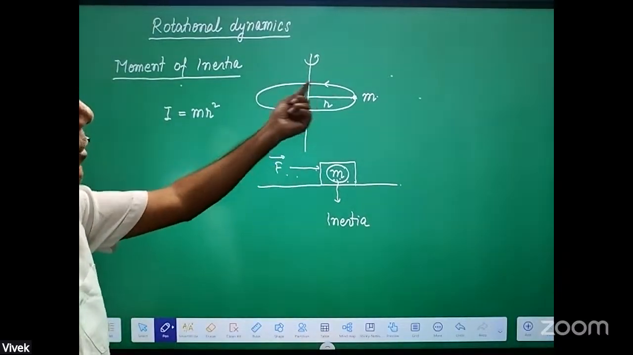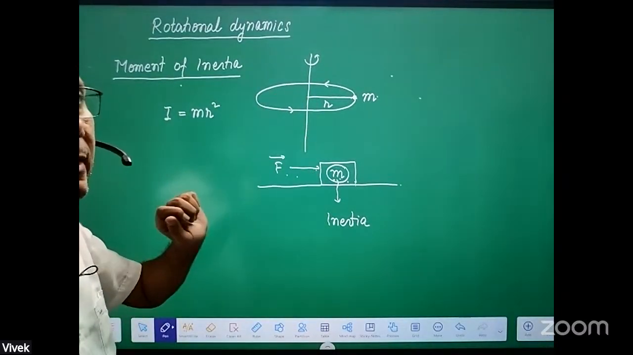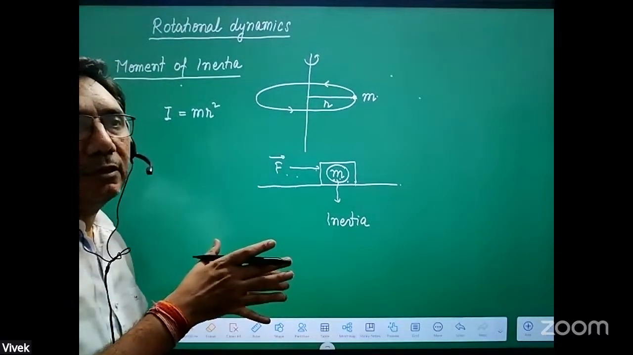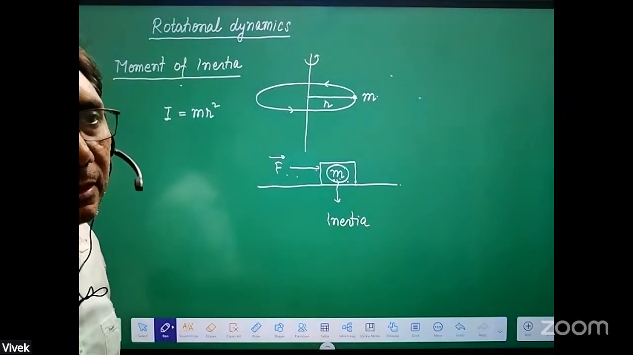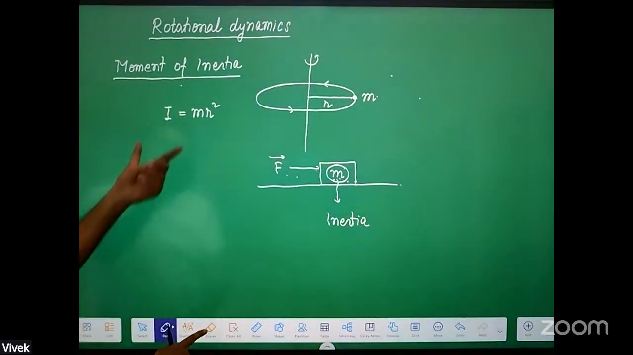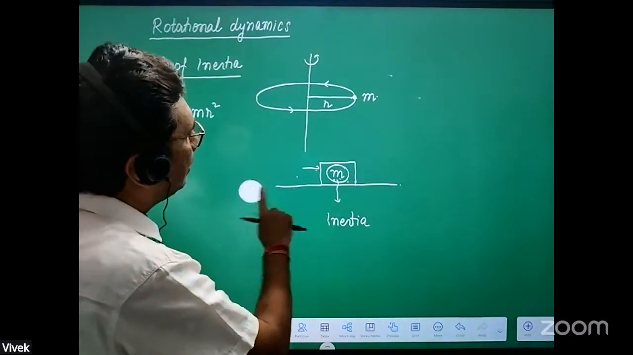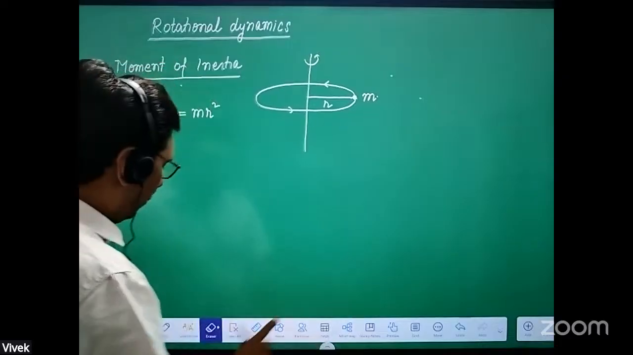So m r square, or moment of inertia, is the property that opposes any change in its state. If it is undergoing uniform rotation, then this moment of inertia is going to oppose it if you want to change this state. It opposes that change.